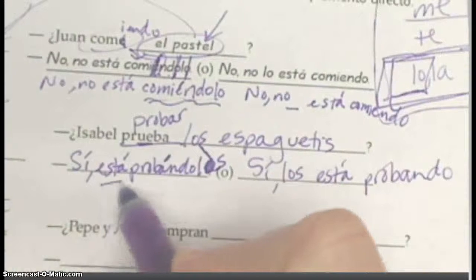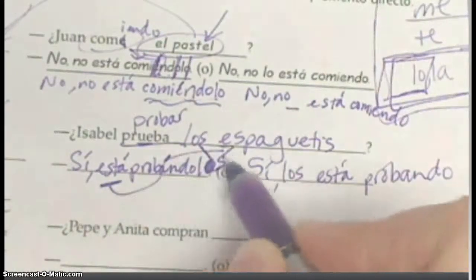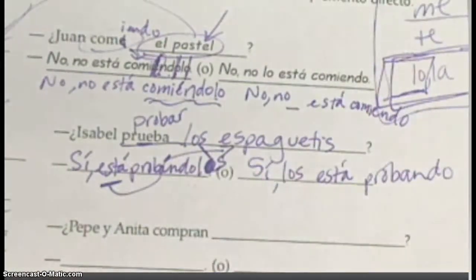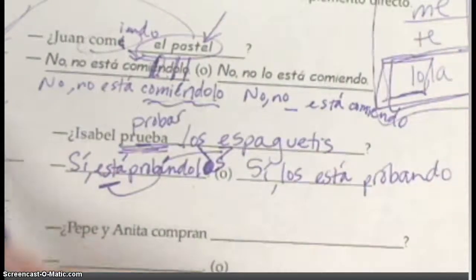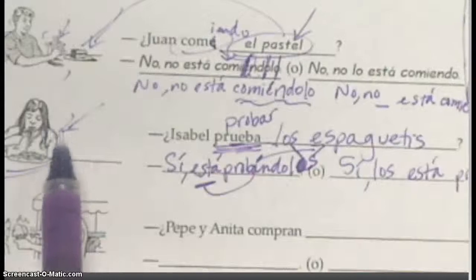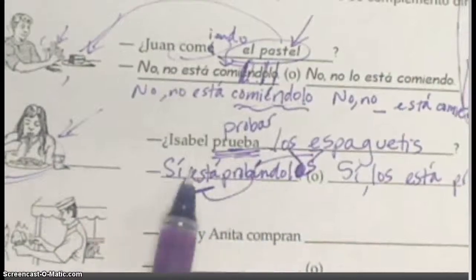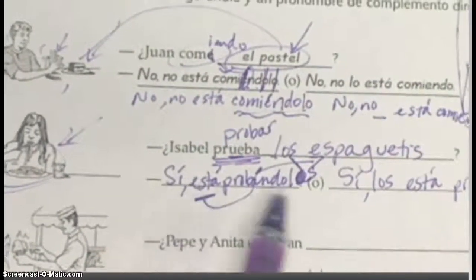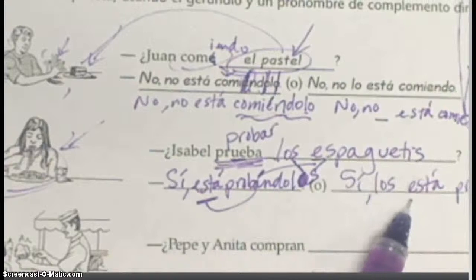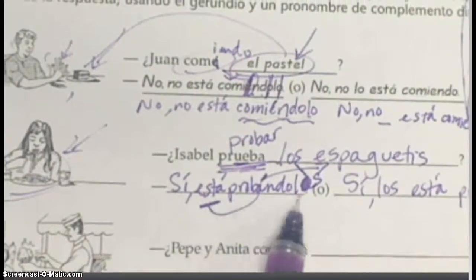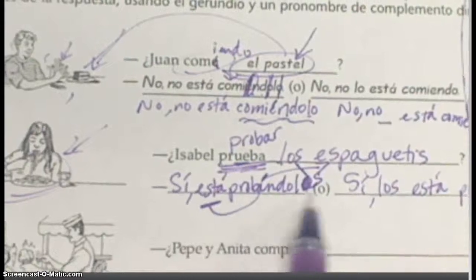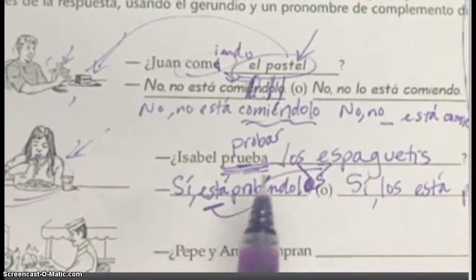Oh, and by the way, somebody asked in the last period would I put están because it's los espaguetis. It's a great question, but no, I would not. And the reason for that is who's doing the trying of the spaghetti? Only Isabel. So since Isabel is my only subject, then estar is always going to be in the singular third person form. So sí está probándolos and sí los está probando.